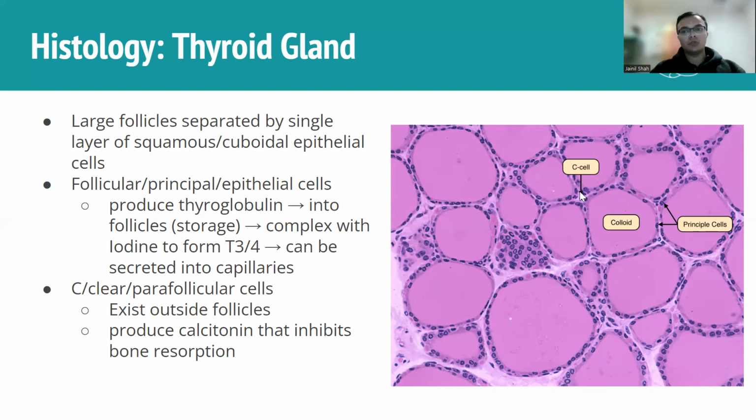So they might point to a cell that exists between these follicles, and you have to know that they're referring to a C cell, clear cell, parafollicular cell, whatever you want to call it.